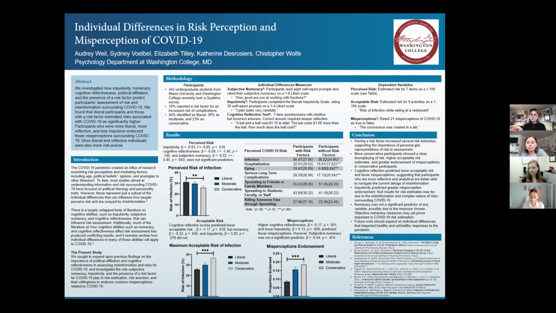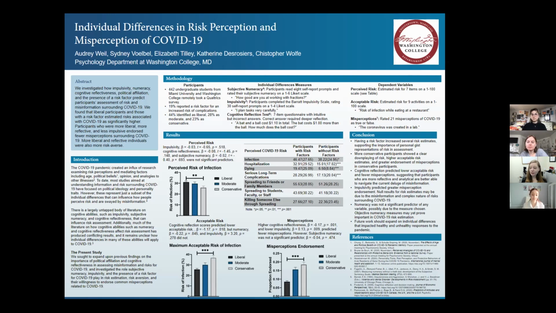For acceptable risk, participants estimated the maximum risk of infection for 9 specific activities, like eating at a restaurant or going to the gym, also on a 1 to 100 scale. And the numbers on the scale indicated the maximum percentage of infection risk that a participant would consider acceptable in order to complete the activity. And finally, participants rated 21 common COVID-19 misperceptions as either true or false. Misperceptions were statements like, the coronavirus was created in a lab.